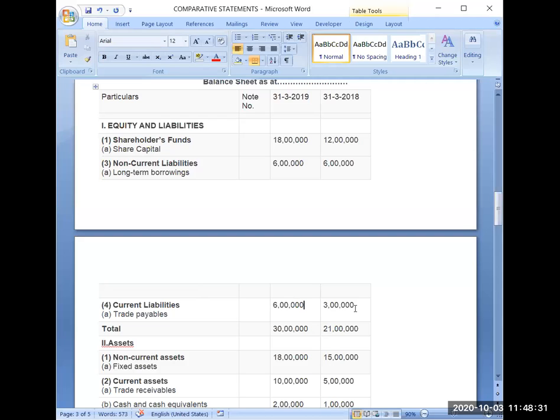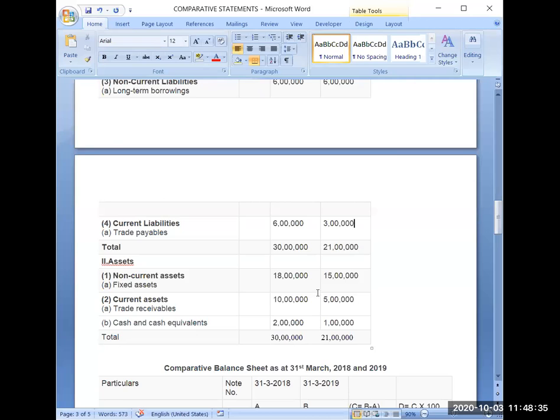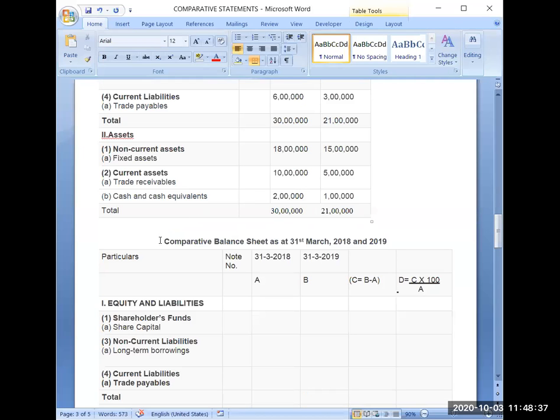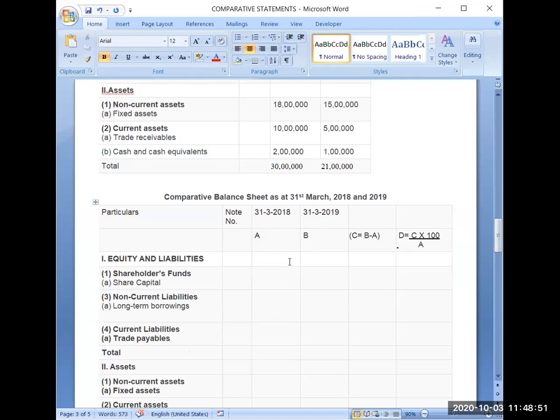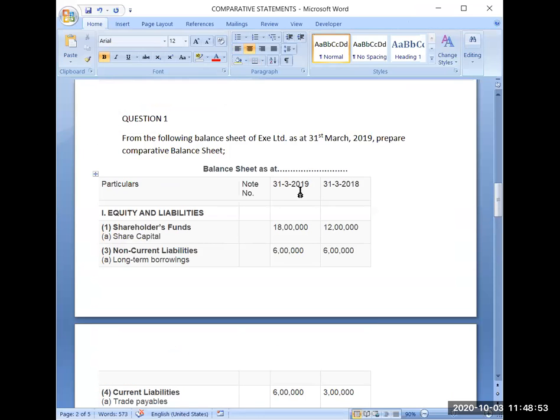So that means that 2-year information is given for each and every account. Now from this balance sheet, I will be preparing a comparative balance sheet. The title given was comparative balance sheet as at 31st March 2018 and 19, because 2 years information will be compared. Now if you will find here, in the first column the year is 31st March 2019.